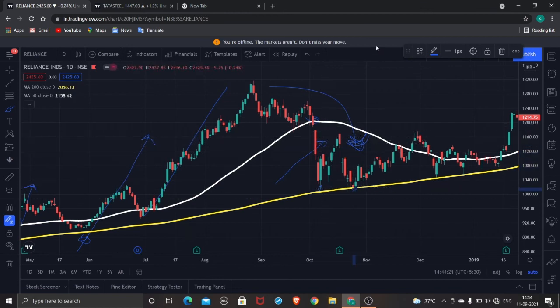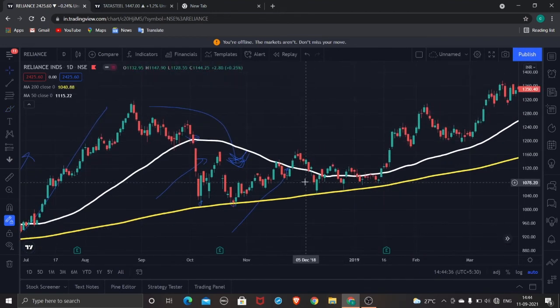Then it faces resistance near the 50 moving average, then falls. Finds support at the 200 moving average, rises. Rises till what? It rises till the 50 moving average and faces resistance by the 50 moving average. Then falls, taking support at the 200 moving average, rises. It goes on. It clearly goes on.